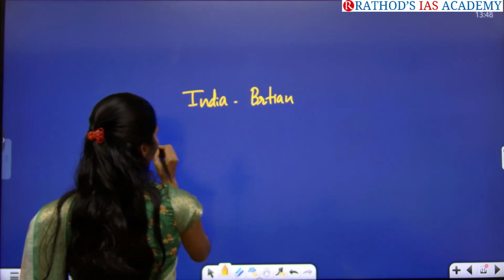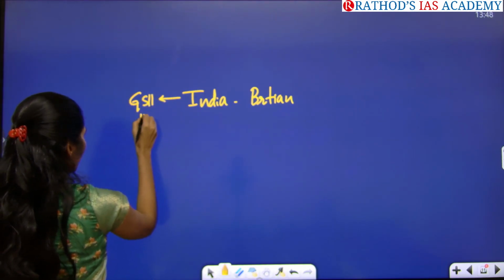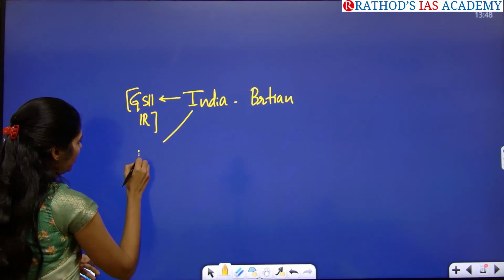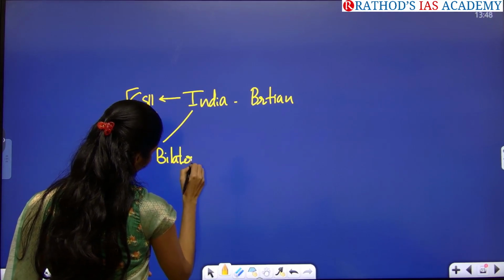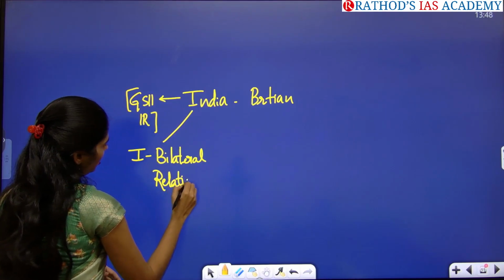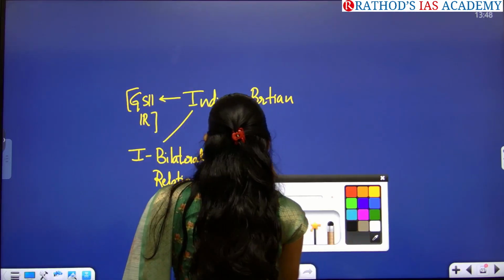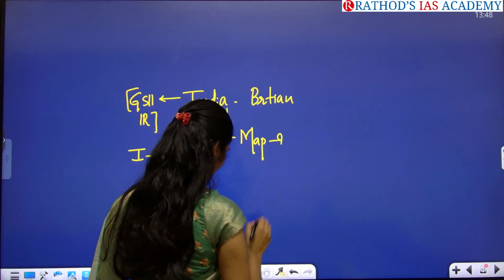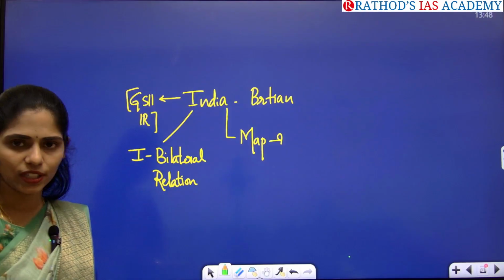This article is important. We can fit this article under GS Paper 2, international relations, and especially India's bilateral relations. So what are the dimensions that you have to see? First, you have to open your atlas and see the map of Britain, where exactly it is located, and see the nearby water bodies.